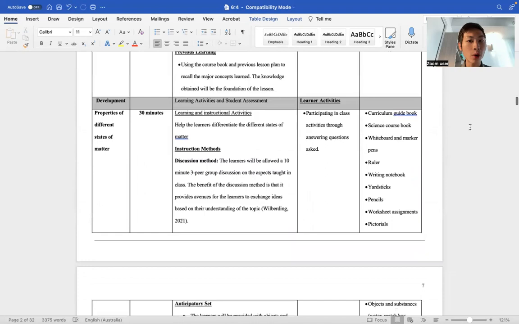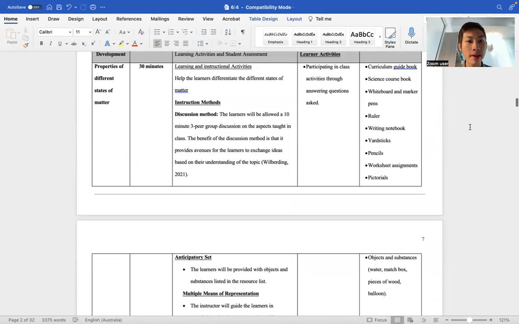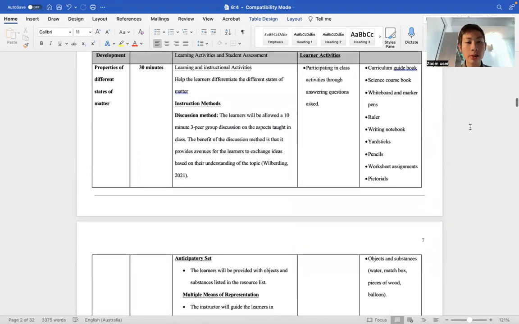Then I will go ahead and talk about the discussion methods and instruction methods. So the learners will be allowed a 10-minute, 3-peer group discussion on the aspects taught in class. The benefit of the discussion method is that it provides an avenue for the learners to exchange ideas based on their understanding of the topic, according to Wilder-Birding 2021.